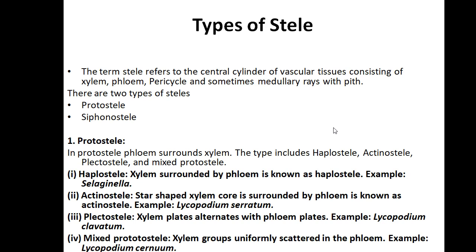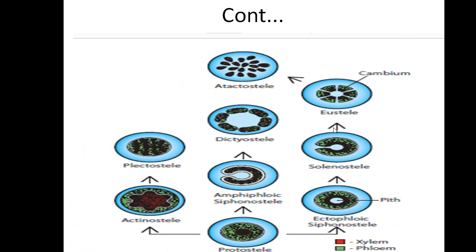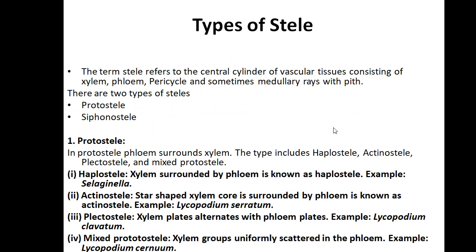Under the protostele, you will have haplostele, actinostele, plectostele, and mixed protostele. Actinostele and plectostele will be asked many times in the exam, so you should know them. Haplostele means the xylem is surrounded by the phloem, example Selaginella. Plectostele, haplostele, you will not have the diagram. Actinostele: a star shaped xylem core is surrounded by the phloem.